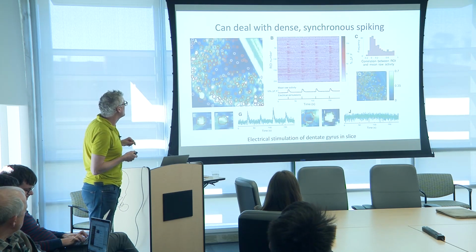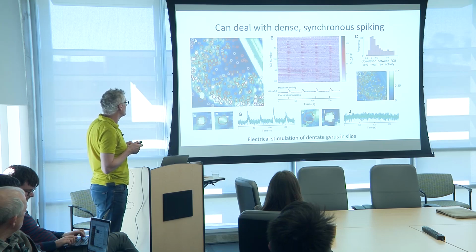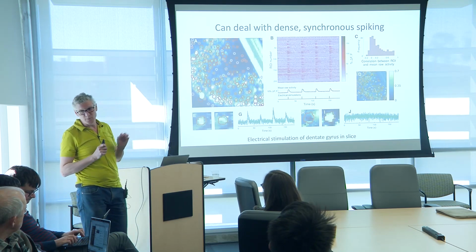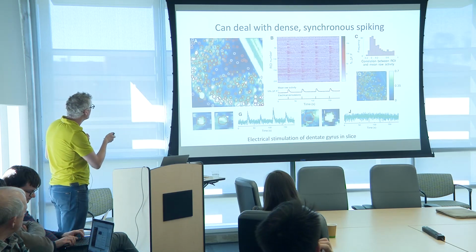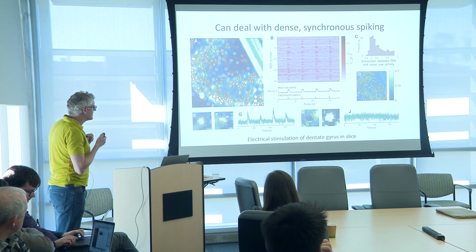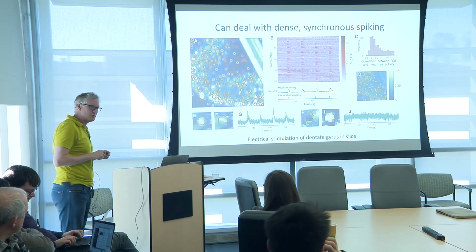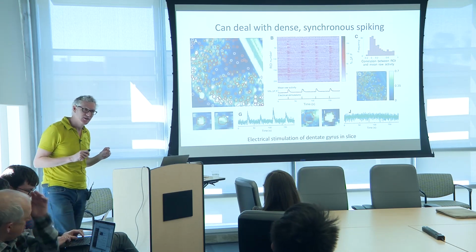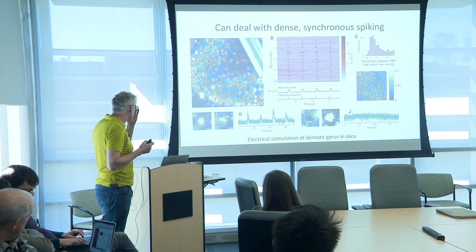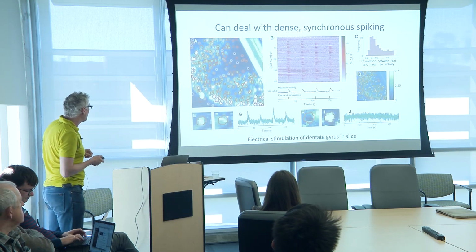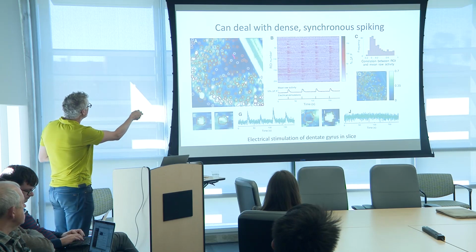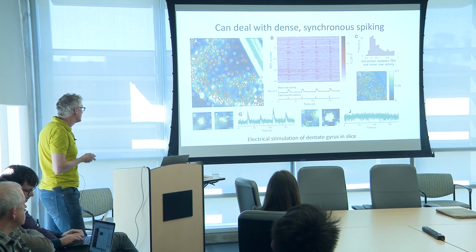And it actually works quite nicely with dense synchronous spiking, which is, for instance, where the ICA-based algorithms are going to completely fail, right? So this is an example from dentate gyrus electrically stimulated in a hippocampal slice. The dentate granule cells are quite small and closely packed, right? And it's able to pull out quite nicely a lot of these different cells.